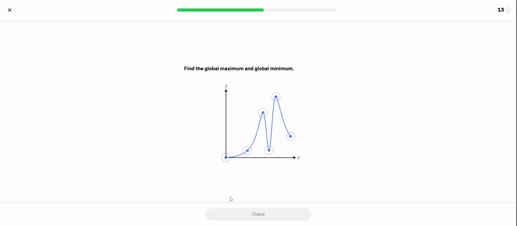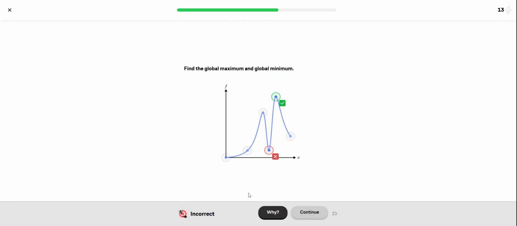Find the global maximum and global minimum. The global maximum should be this, and the global minimum should be this. I think those 2 points are the correct ones. Let's check.